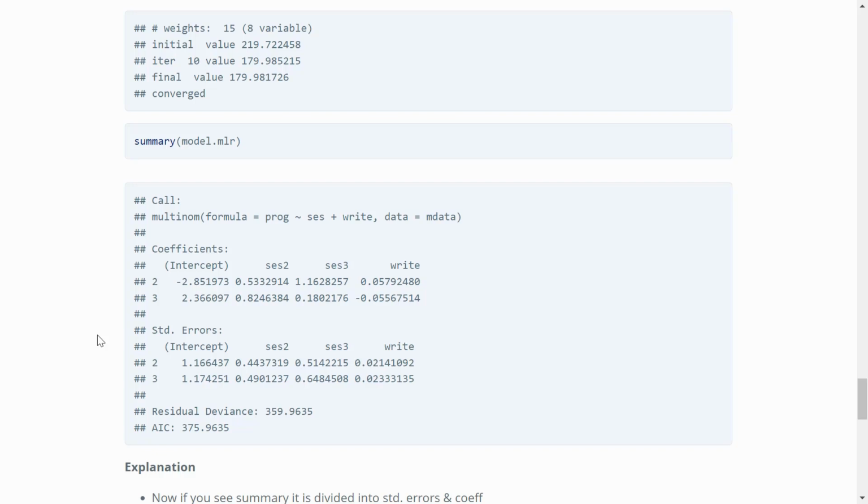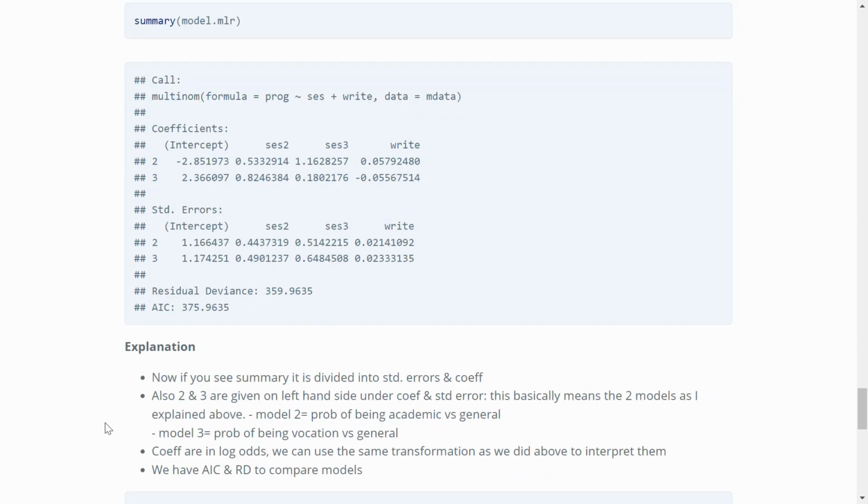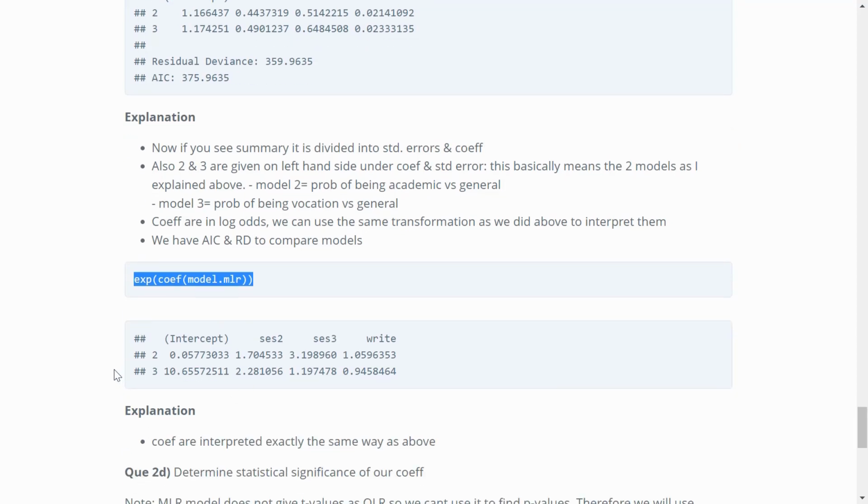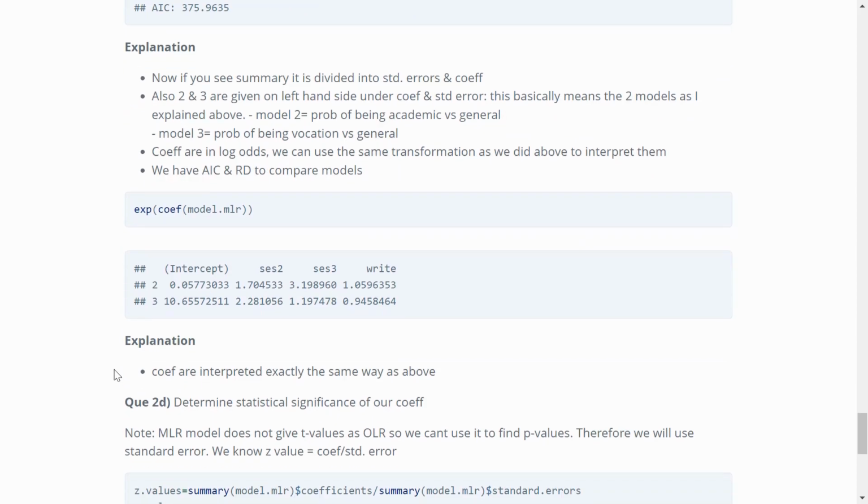Now again, coefficients are given in log odds. We can use the same transformation as we did above to interpret them. And we also have AIC and RD to compare the models. So that is how you interpret the summary. Now to interpret the coefficients, we will again convert them into odds ratios by taking the exponential. Now I have already explained above how to interpret the coefficients, so I am skipping it. Now let's move to the next question.